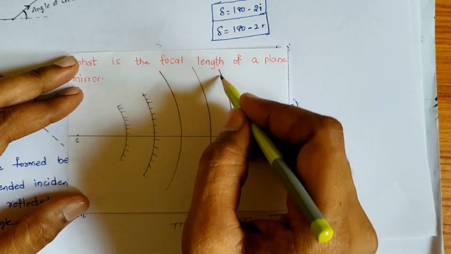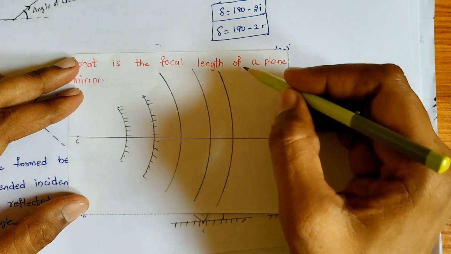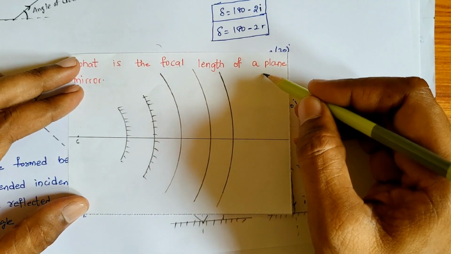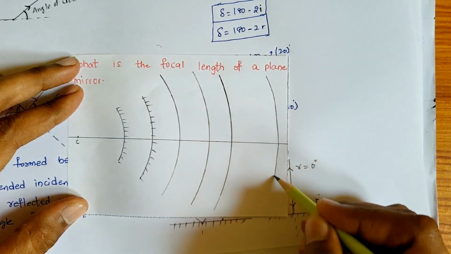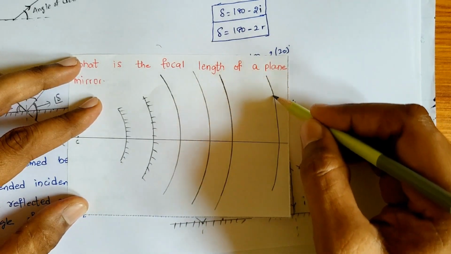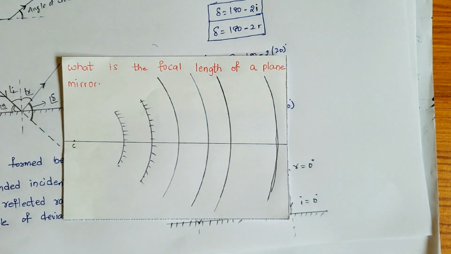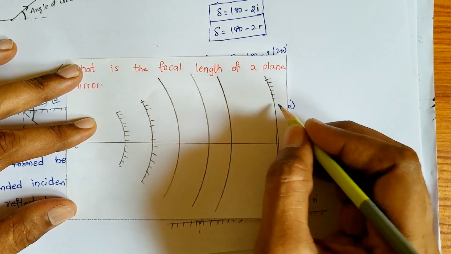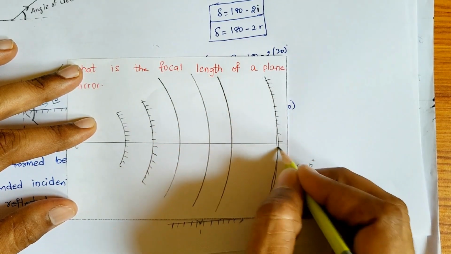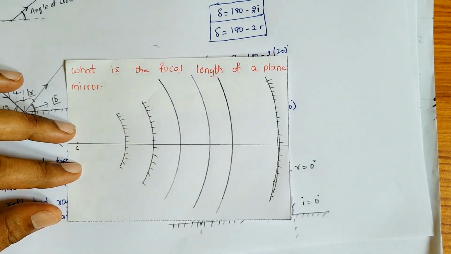See this one, is it not looking close to a plane mirror? If I still increase, then it will come at the end like this, close to plane. Yes or no? So what is the radius of curvature of a plane mirror? If we increase the radius to infinity, then we will get a plane mirror.